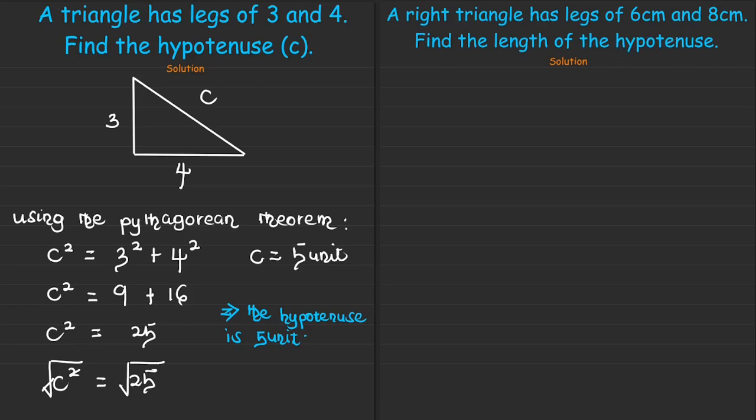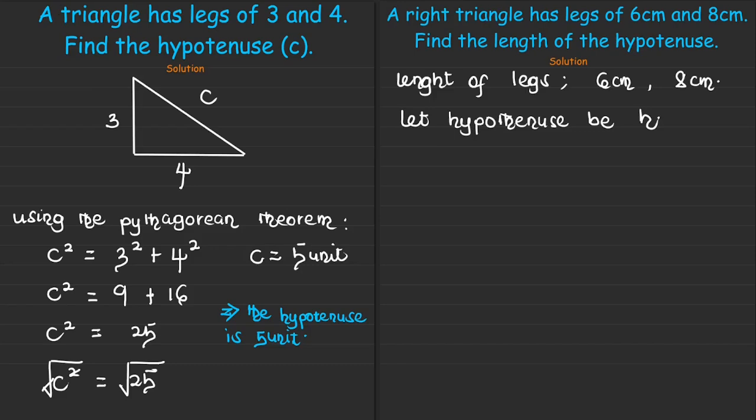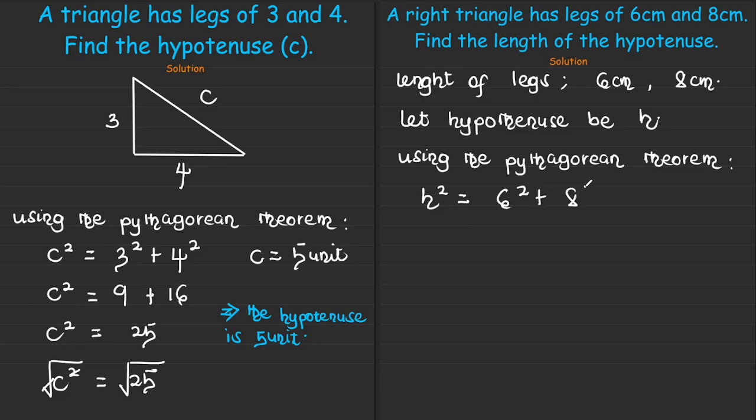And then we use any variable for the hypotenuse. So first of all, I'm going to write the parameters we've been given. We know the lengths of the legs are 6 centimeters and 8 centimeters. We are going to let the hypotenuse be h. Now we want to use the Pythagorean theorem, which says that the hypotenuse h squared is equal to the sum of the squares of the other two sides. So that is 6 squared plus 8 squared.